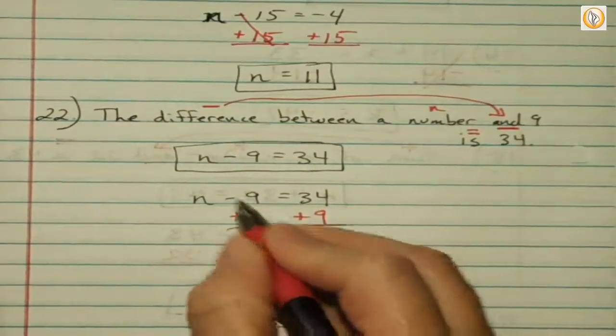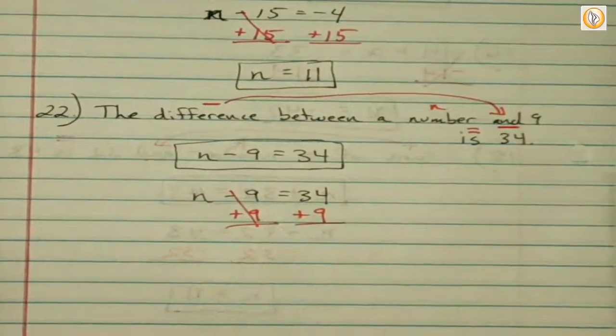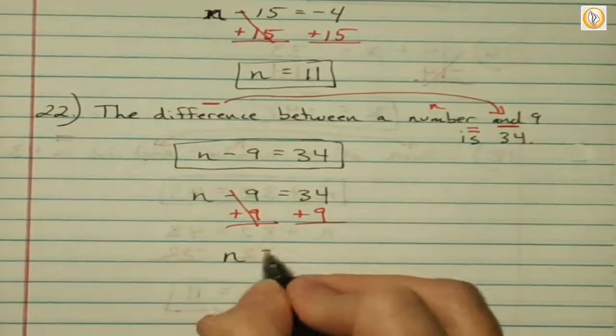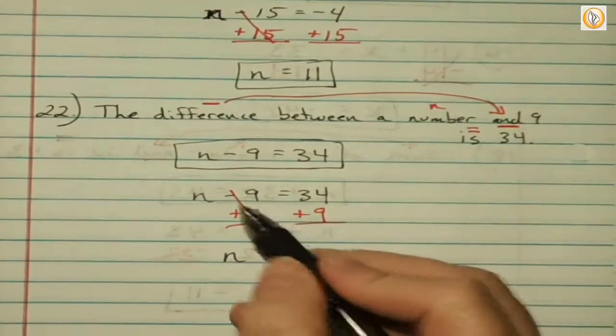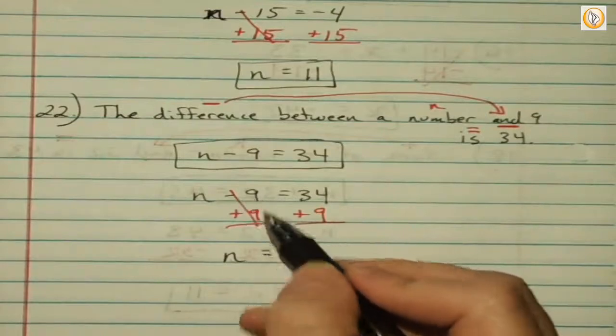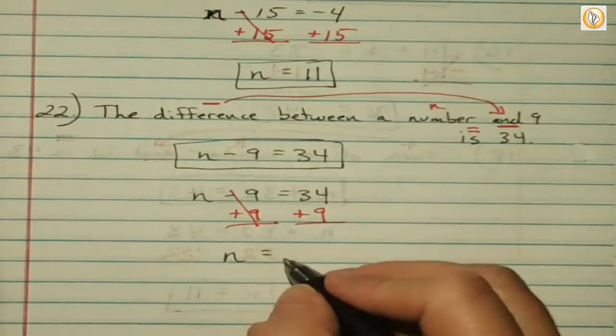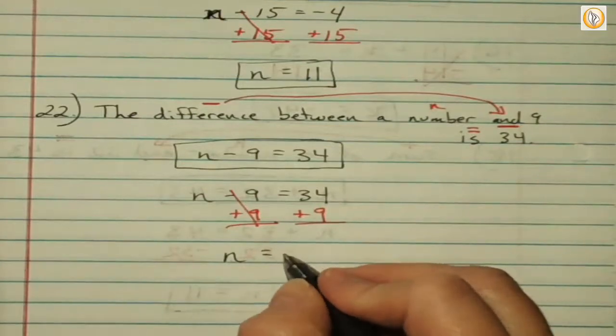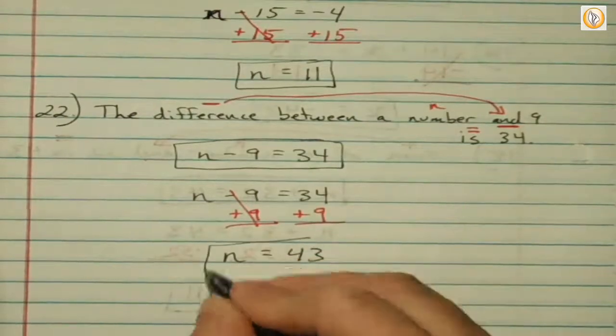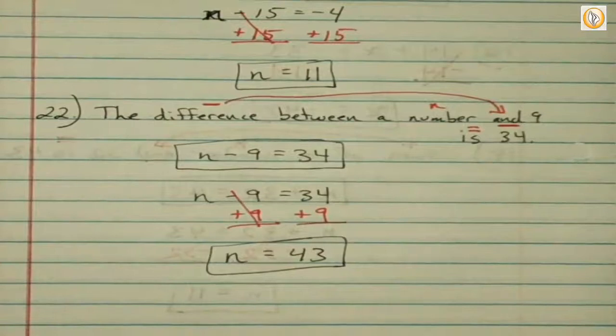Why are we plussing 9? I didn't tell you to pack up yet. Why are we plussing 9? Because of the subtraction. That's right, because it's minus 9, so we do the opposite. So what's 34 plus 9, Tanner? There's your second answer. Are there any questions?